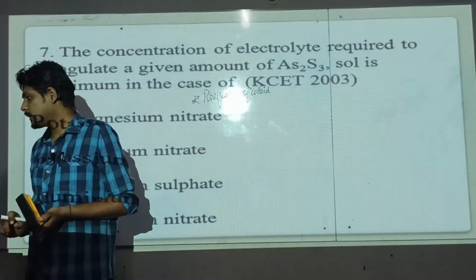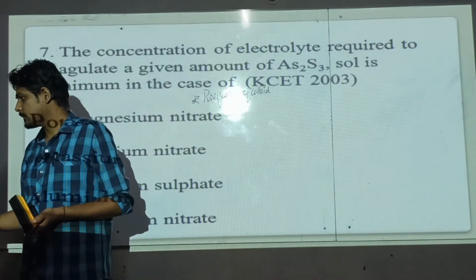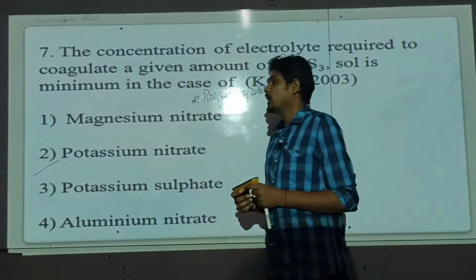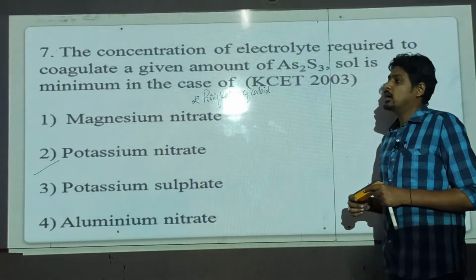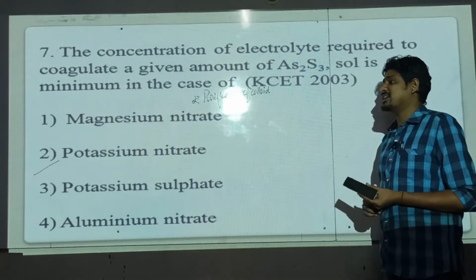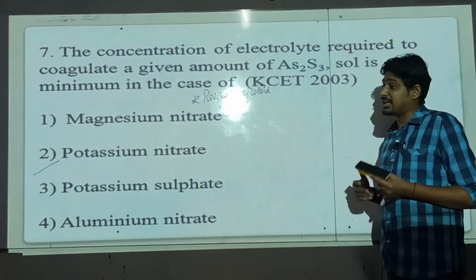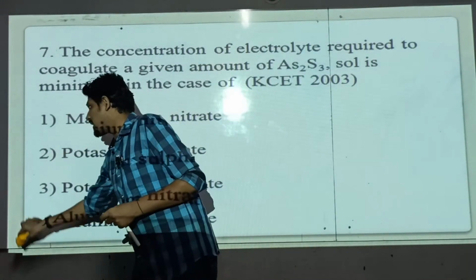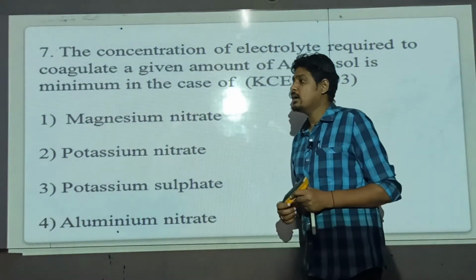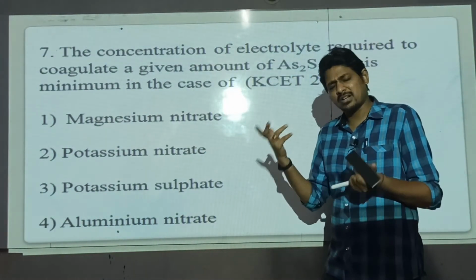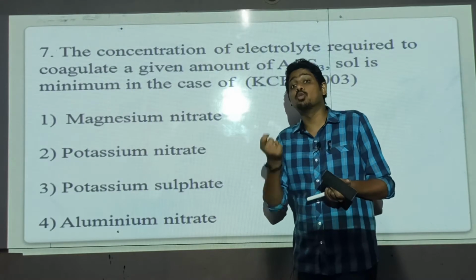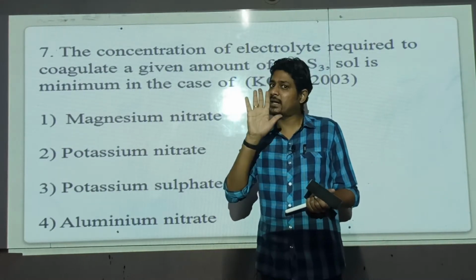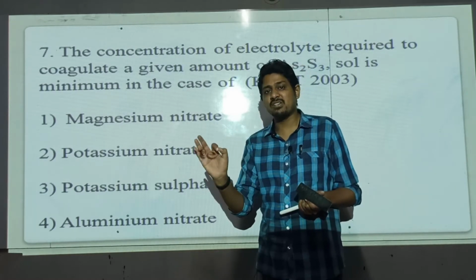Next one. The concentration of electrolyte required to coagulate a given amount of arsenious sulfide sol is minimum in case, again they have asked the flocculation value. Minimum amount of electrolyte means flocculation value only, because flocculation value will tell you the amount of electrolyte required. Remember this.